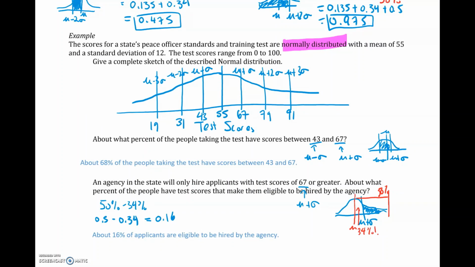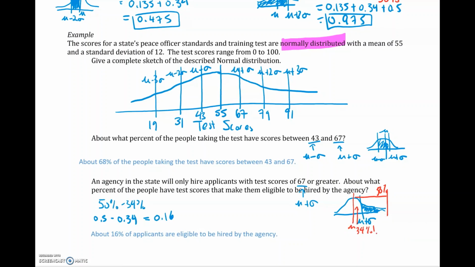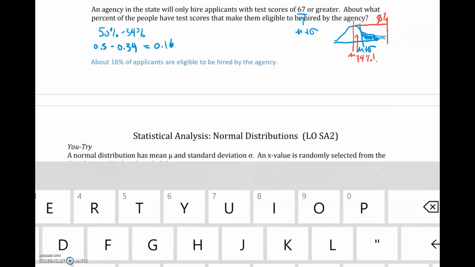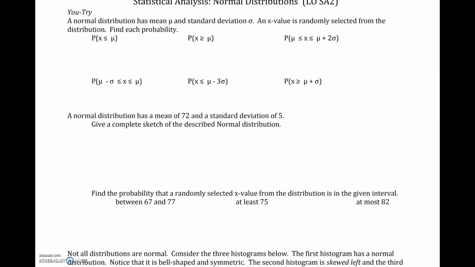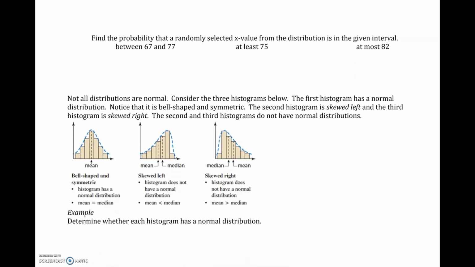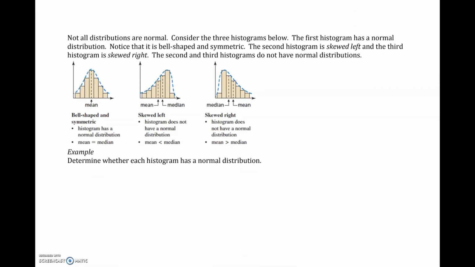So next, there are some U-try problems, which if you want to pause right here and do them, go for it. We're going to come back and check at the end like before. Otherwise, if you like to move on, I'm just going to scroll down and we're going to finish the last part of this video, which is talking about distributions that may not actually be normal.